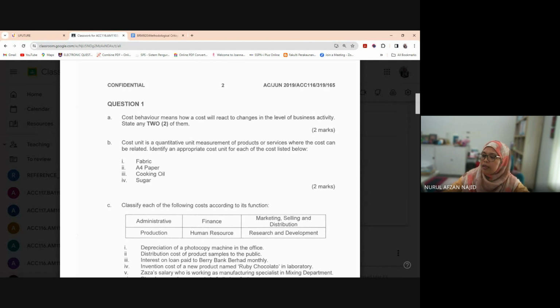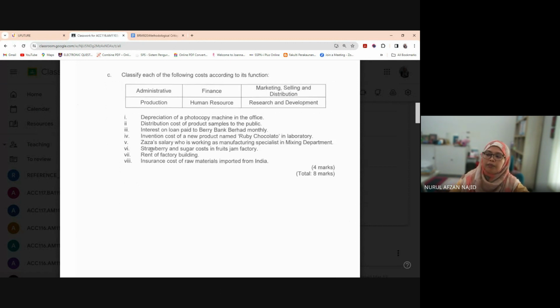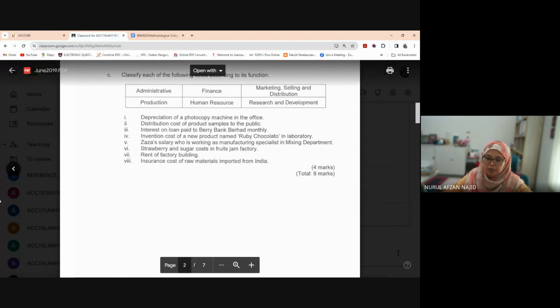Okay. Right, next kita classify pula cost tu berdasarkan kepada function. Tadi behavior ada 4. Fixed, mixed, step and variable. Now function pula. Function can be categorized into production ataupun manufacturing, R&D, finance, administration, selling, marketing and distribution. Okay. So number 1, depreciation of photocopy machine in the office. Putra Muhammad.